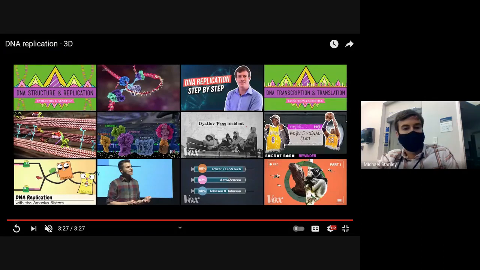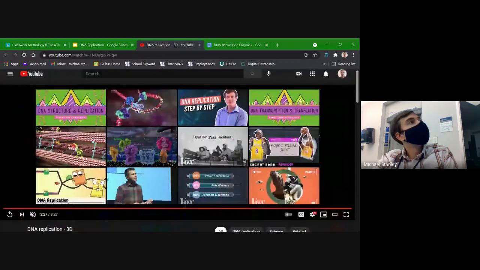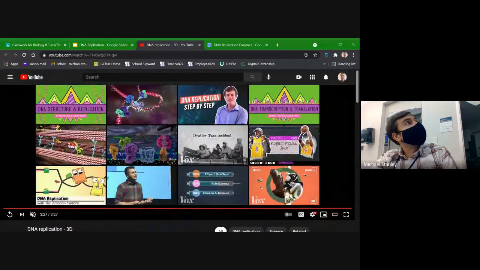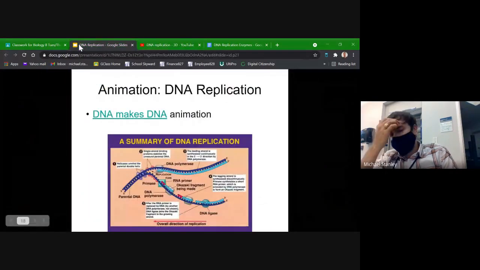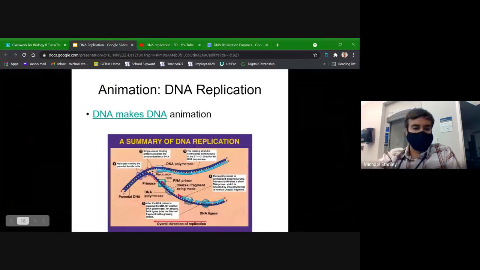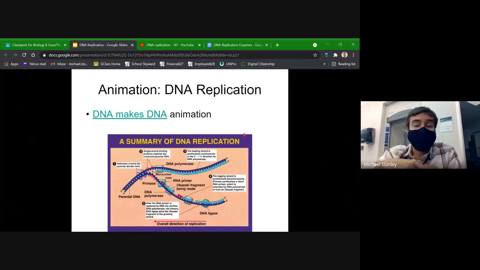All right. So that is the basics of DNA replication. How we make an exact copy of a DNA strand by opening it up and putting down new DNA bases.